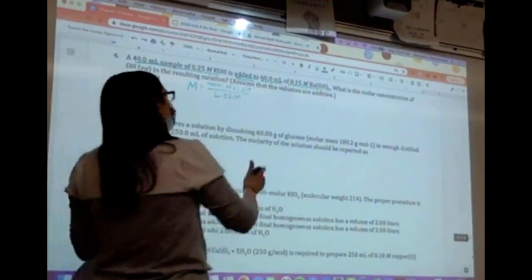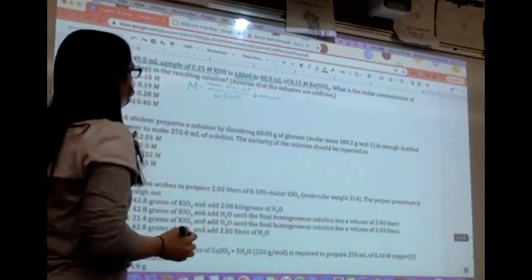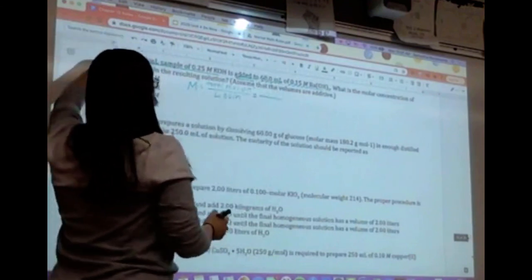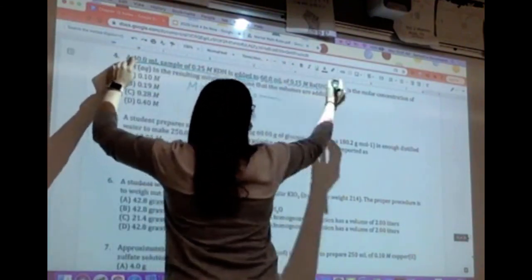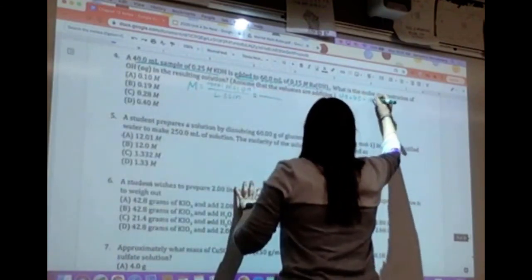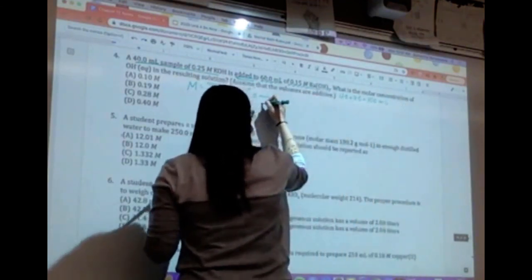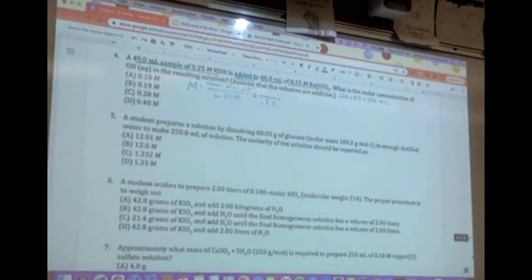So for some people, they like finding the liters of solution first. Added together, and it even says assume the volumes are additive. 40 milliliters plus 60 milliliters. 40 plus 60 is 100 milliliters. Now it needs to be in liters to go on the bottom. So 0.1 liters.